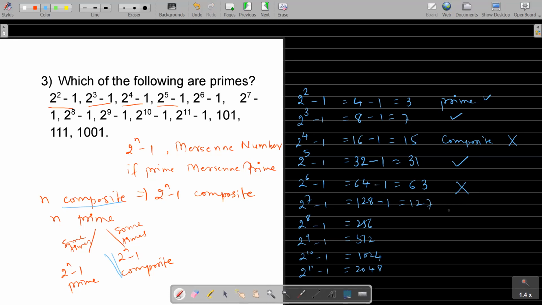Is that prime? 127? Yes, sir. So 127 is prime. And which means this is what case? 7 is prime, 2 raised to 7 minus 1 is also prime. So that is this case.